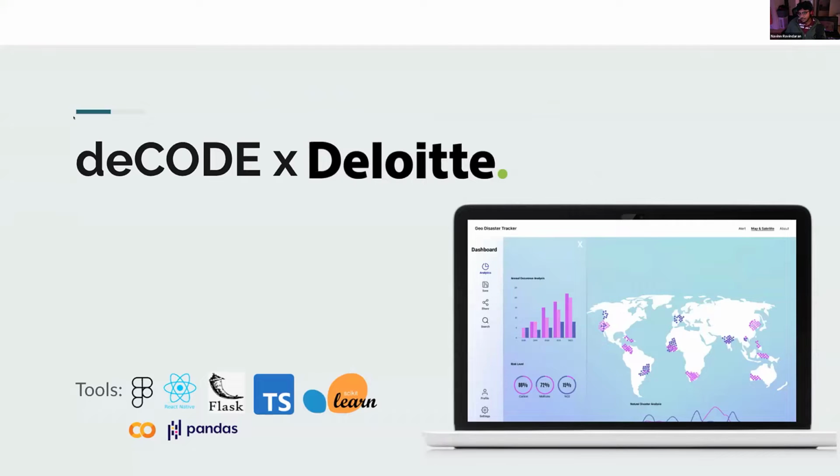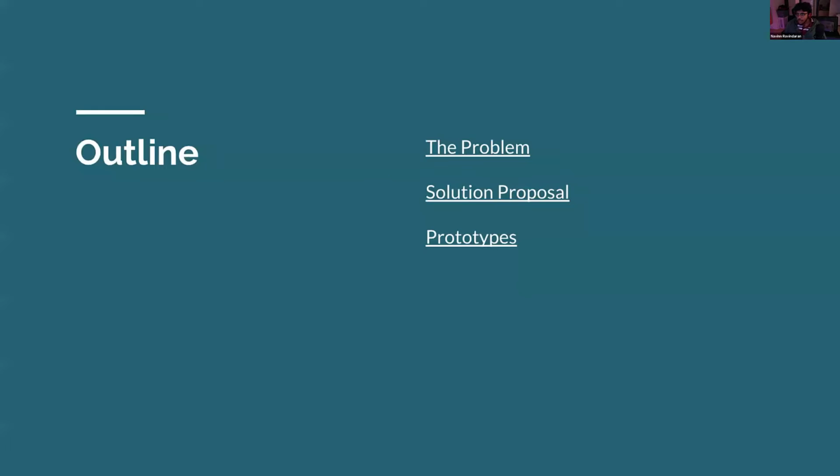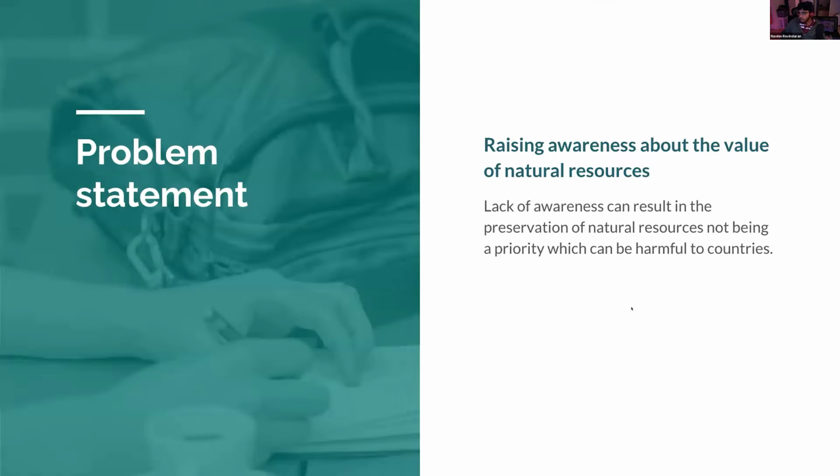Our team consists of UX UI designers, full stack, backend, and machine learning developers. The outline for this presentation is: one, talk about the problem, two, our solution, and show you a prototype. For our problem, we want to raise awareness about the value of natural resources.